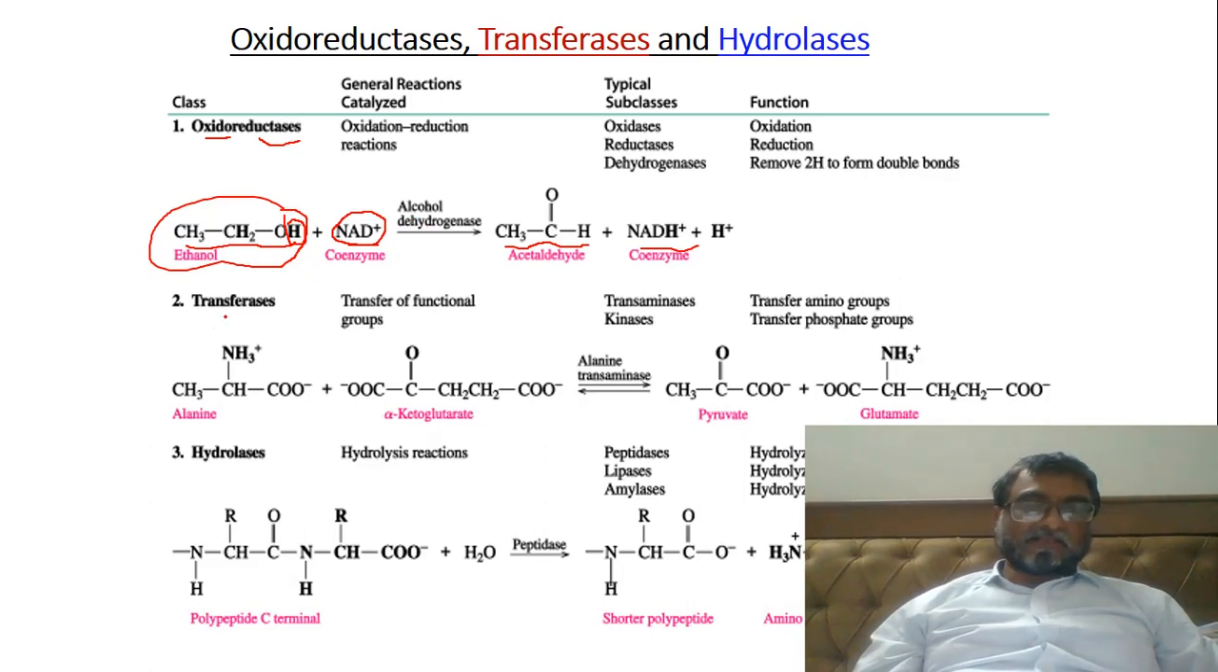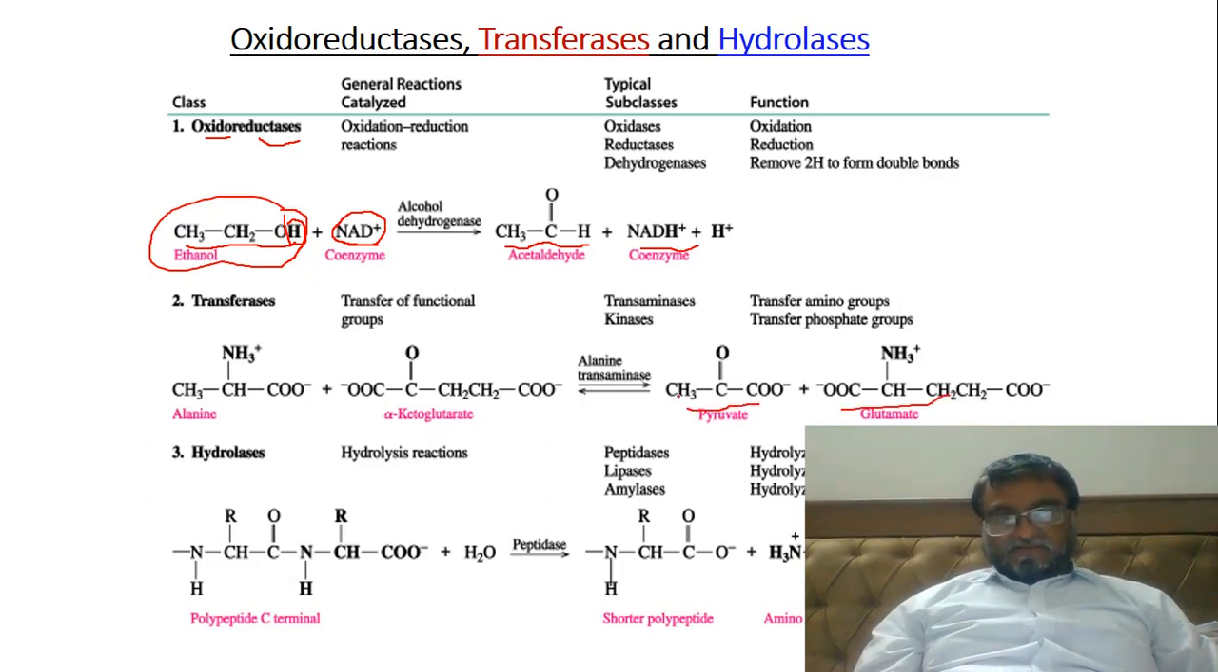Transferase, we have discussed in the previous slide how the transfer takes place, right? Another example is from protein metabolism, the urea cycle, transaminases: alanine and alpha ketoglutarate forming the carbon skeleton of pyruvate and glutamate. The transaminase belongs to the class of the transferase.